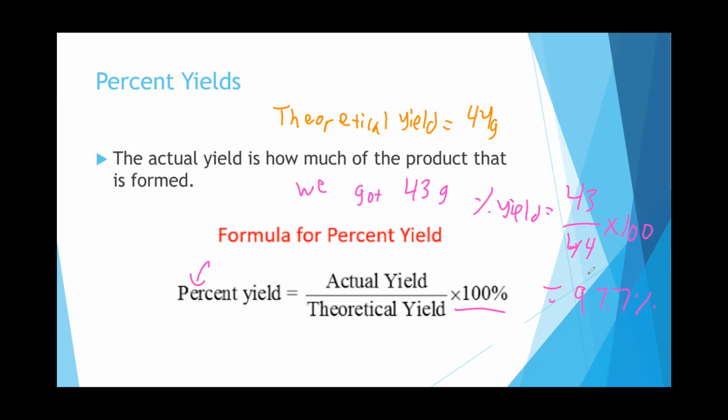And these calculations are pretty easy. You just need to know your actual, you need to know your theoretical, you divide the actual by the theoretical, and you multiply by 100.